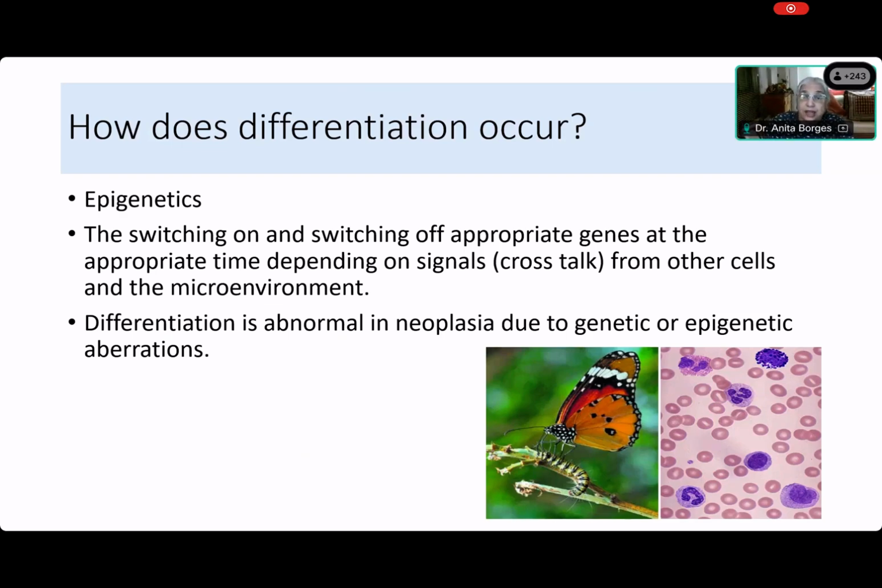Now, if your genes are abnormal as well, then the question of switching on and switching off can also be misdirected. Okay, so differentiation is abnormal in neoplasia because of either genetic or epigenetic aberrations. It's not all, as you have all believed, about mutations or gene rearrangements. No, a lot of what goes on in neoplasia is about epigenetic mechanisms and aberrations. And please go and read about how genes are switched on and how genes are switched off. There is a whole science of methylation and histone and protein remodeling, etc. Okay, so please go and do it. This is how differentiation actually occurs.